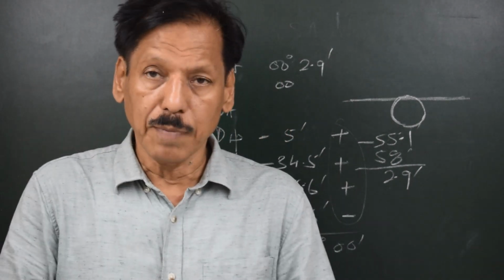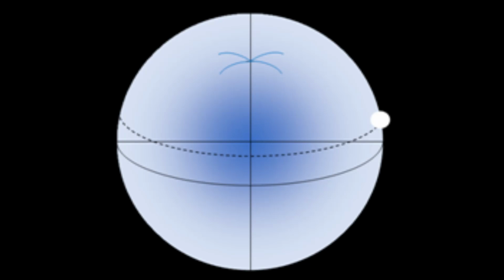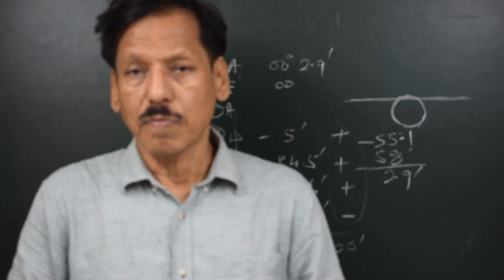And the formula is the same: sine of amplitude is equal to sine of declination upon cos of latitude.